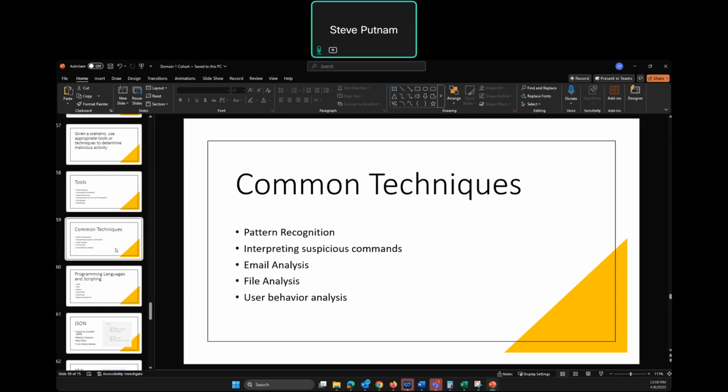Common techniques: pattern recognition, interpreting suspicious commands, looking at people's email that they may have received, analyzing those files that we just talked about, possibly sandboxing, and user behavior analysis. UBA tracks what, essentially? If a user is normally online and works shift work from say 6 o'clock at night to 6 o'clock in the morning, but you have his user activity happening at 10 o'clock in the morning, outside his normal working hours, and he's accessing applications that he normally wouldn't use, you would get alerted from the UBA telling you that this doesn't look right. This could be malicious or suspicious.